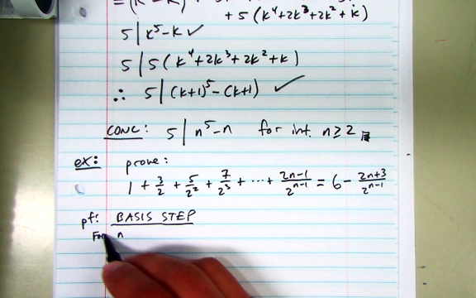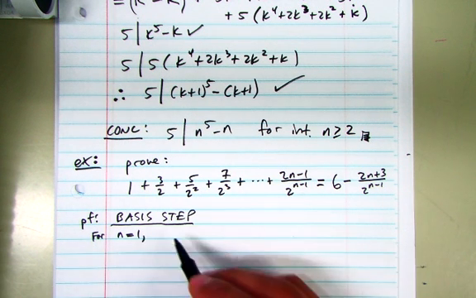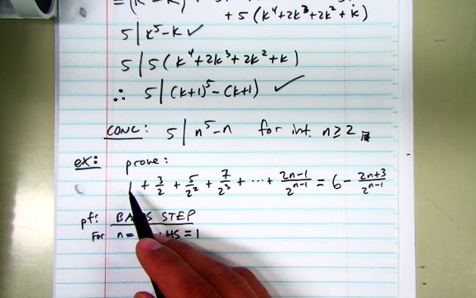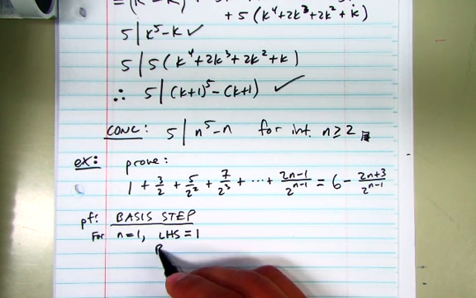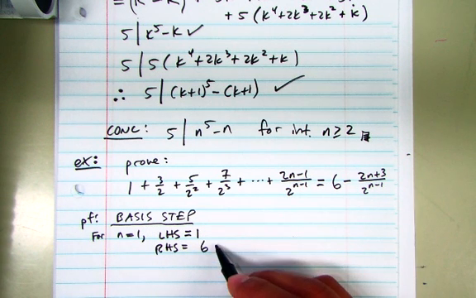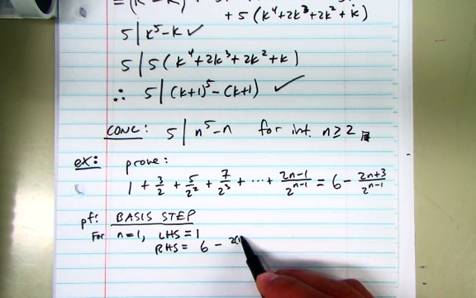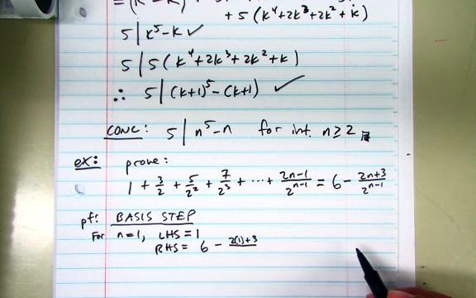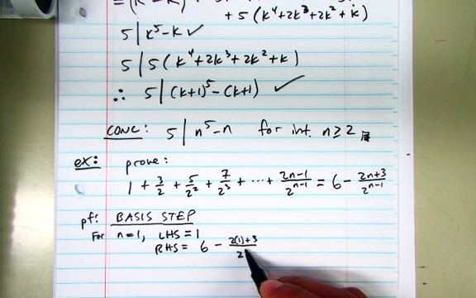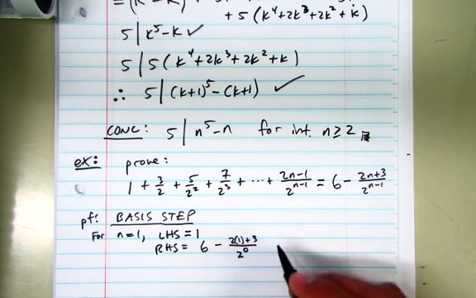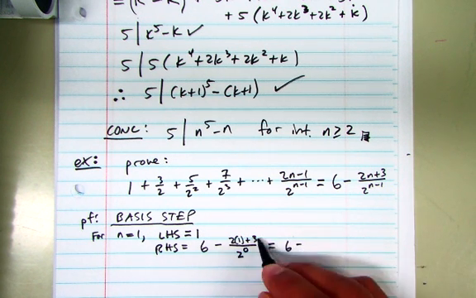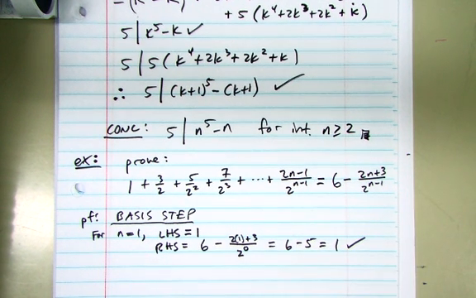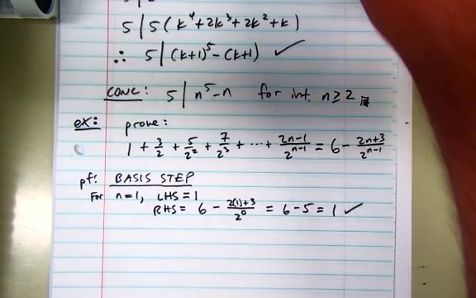For n equals 1, what's the left-hand side? Left-hand side is just the first term, 1. The right-hand side would be 6 minus 2 times 1 plus 3 over 2 to the 0, right? So that's really 6 minus 5 over 1, which is 1. It works. It always works. If it doesn't work, you messed up.